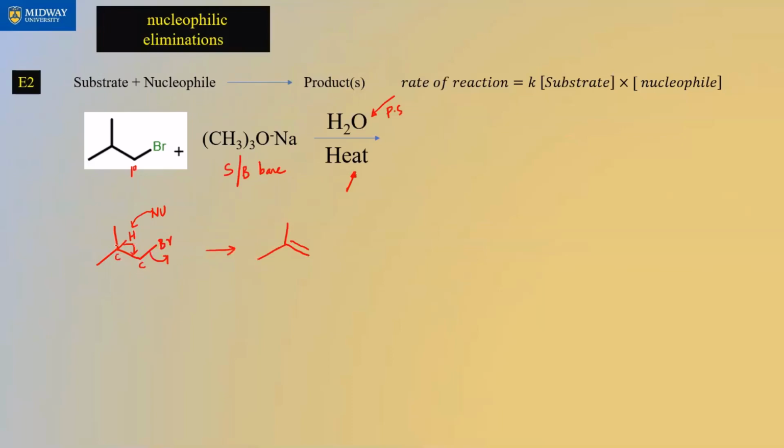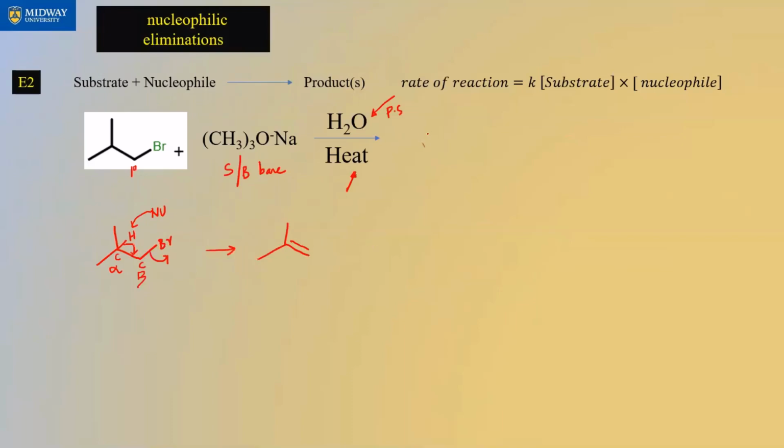It must be removed from the adjacent carbon. This is called the alpha carbon, which contains the leaving group. This is called the beta carbon, which contains the adjacent hydrogen. So the nucleophile attacks the hydrogen on the adjacent carbon, and in the process, the double bond comes in and creates a double bond.